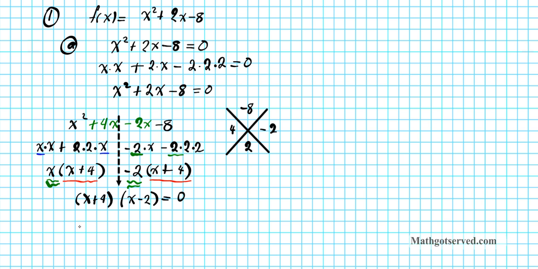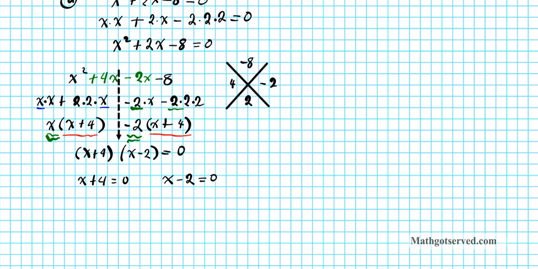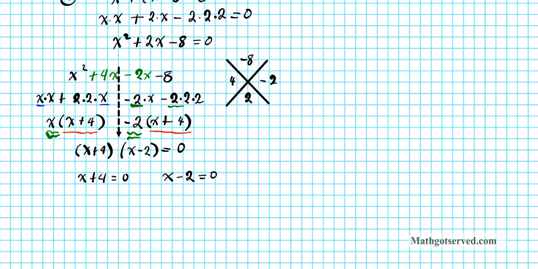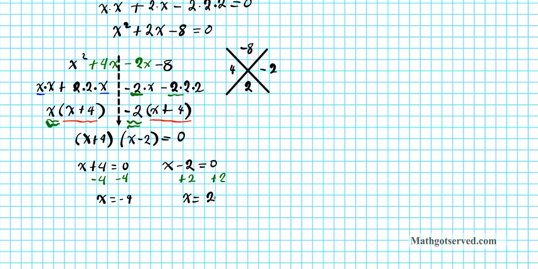Okay, now to find the roots, we use the zero product property. x plus 4 equals 0, and x minus 2 equals 0. Okay, for the first one, we'll subtract 4 from both sides. And then we have x equals negative 4. And then on the right, this second root here, we add 2 to both sides, and then you have x equals 2. Alright, so these are your roots for the equation, okay? Roots, x equals negative 4 and 2.